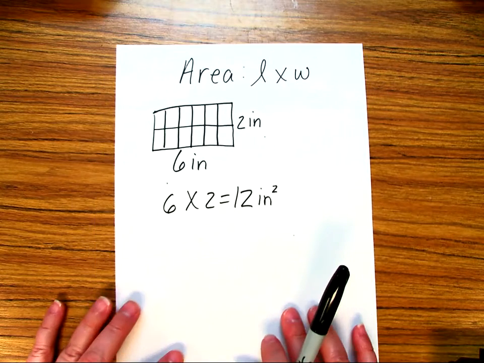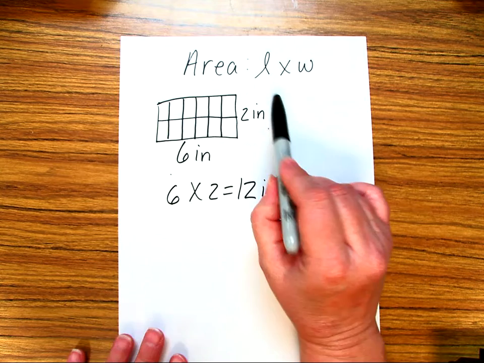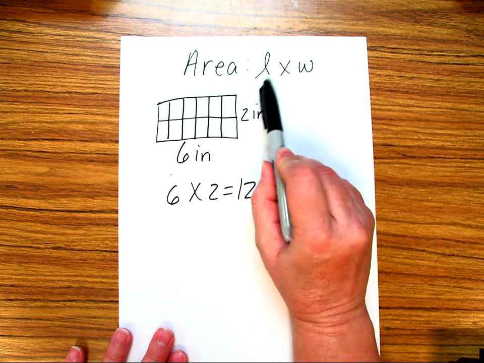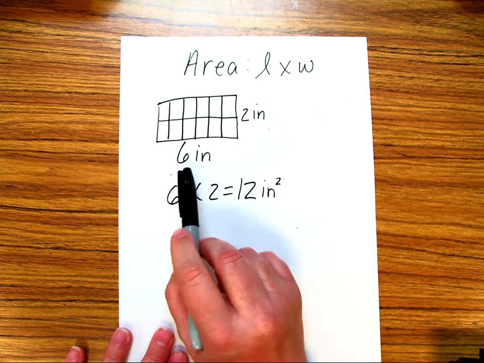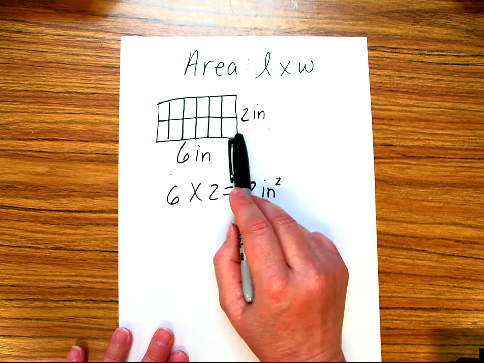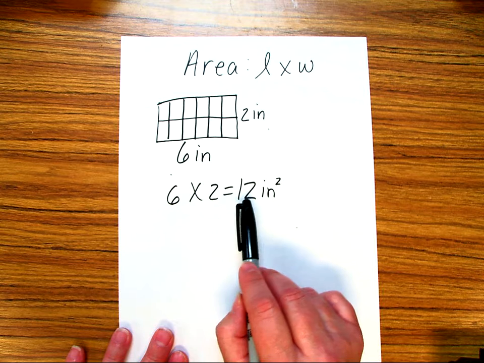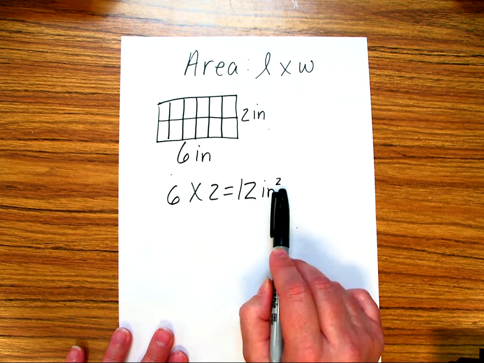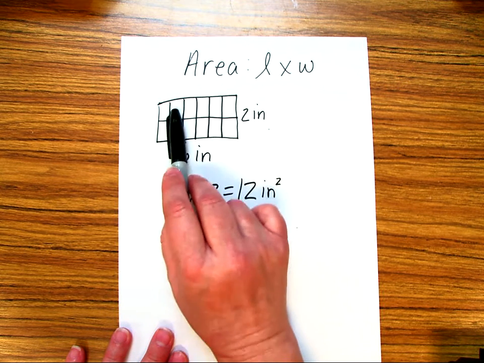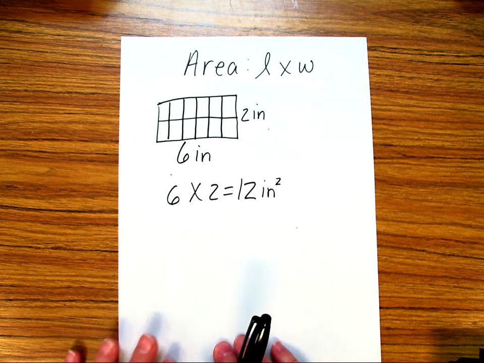When we're learning about area and learning how to find area, it's important to remember that to find area, we're going to measure length times width. So if I have a shape that's 6 inches long and 2 inches wide, we multiply 6 times 2 and the answer is 12 inches squared. Because if we look back at our shape, we actually have 12 squares within that shape.